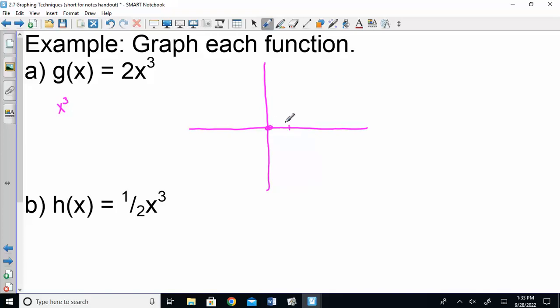0 cubed is 0. 1 cubed is 1. -1 cubed is -1. Is that enough to get my graph? If you know what x cubed looks like, it's 3 points, so that's enough. If you don't remember, you could always do more. What would be another point? 2, 8, -2, -8.